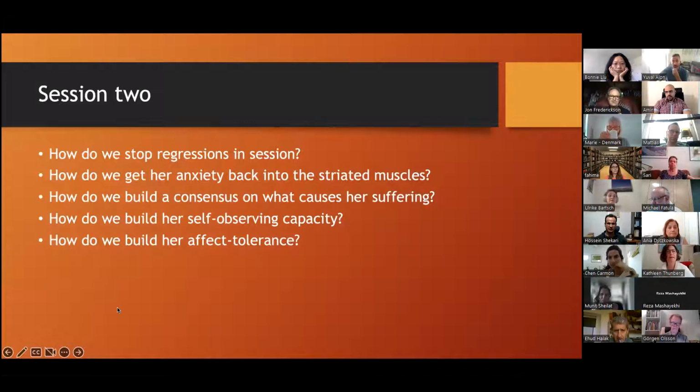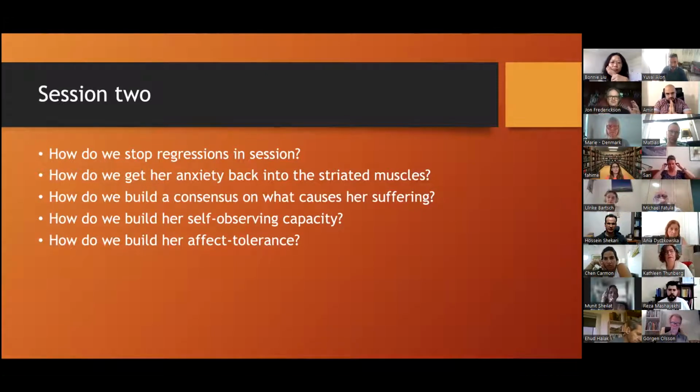So here we are now with session 2 that I'm going to show today. I'm going to show you sessions 2 and 3, and you're going to be seeing subtleties of graded format. In the second session we're going to look at today, we're going to be taking a look at how do we stop regressions in session? How do we get anxiety back into the striated muscles? How do we build a consensus on what causes her suffering? And as Amir was saying, how do we build her self-observing capacity?